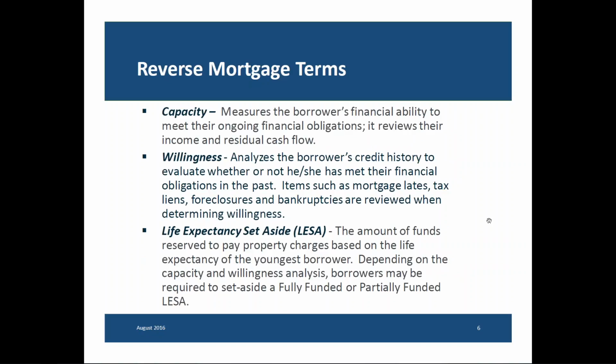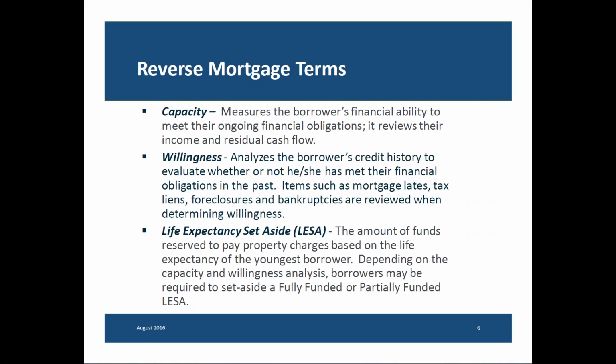Now, these terms are basically how a borrower qualifies to get a HECM, and these are fairly new. They came in with financial assessment. Capacity measures the borrower's financial ability to meet their ongoing financial obligations. It reviews their income and residual cash flow. Willingness analyzes the borrower's credit history to evaluate whether or not he or she has met the financial obligations in the past, and items such as mortgage rates, tax liens, foreclosures, and bankruptcies are reviewed when determining willingness.